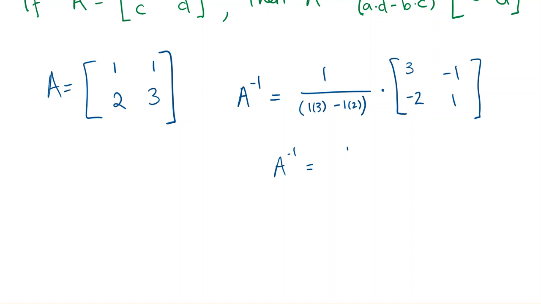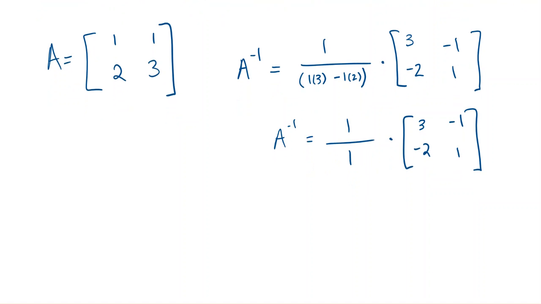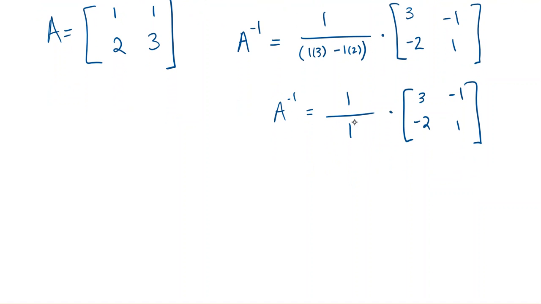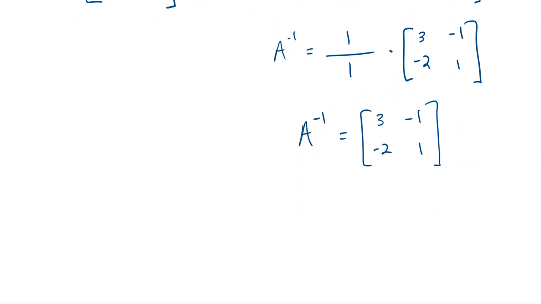Okay, this would simplify to 1 over 1. So in this case, the determinant of this matrix was 1. Okay, 1 times this matrix is just this. So we would get A inverse is this. And remember, you can verify that this is indeed the inverse by taking the original matrix A, multiplying it by A inverse, and you should get the 2 by 2 identity in this case.